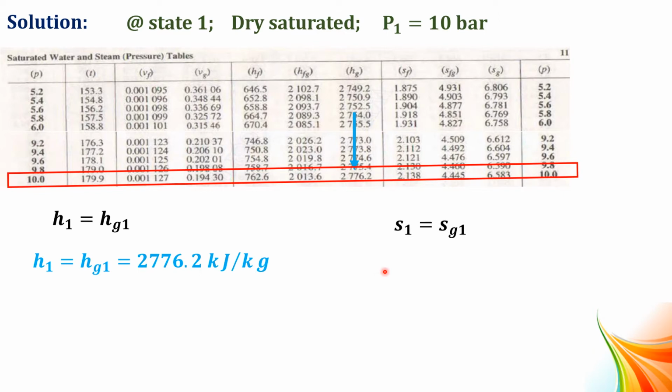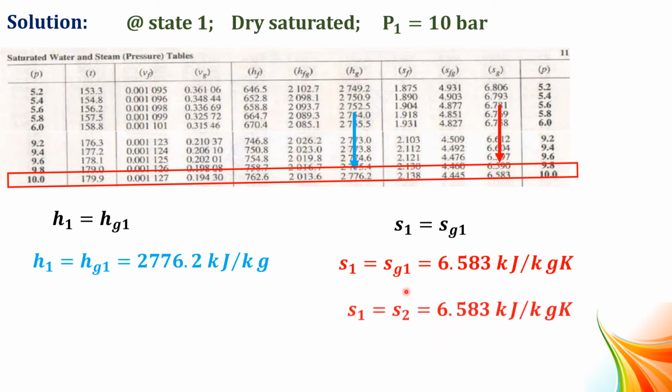Then we have to find out the specific entropy S1. S1 is also equal to Sg1 because the steam is dry saturated. Now from the steam table, we have to measure the value of Sg. Sg equal to 6.583 kilojoule per kilogram Kelvin, which is equal to S1. We know the process taking place in a steam nozzle is isentropic, therefore entropy S1 equal to S2, which is equal to 6.583 kilojoule per kilogram Kelvin.